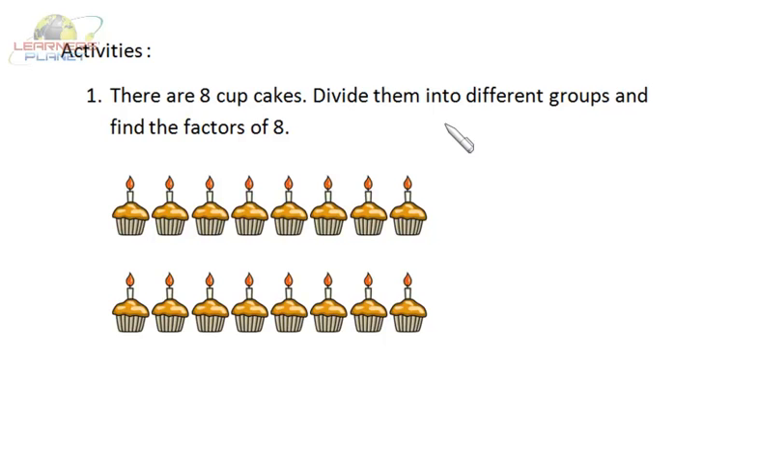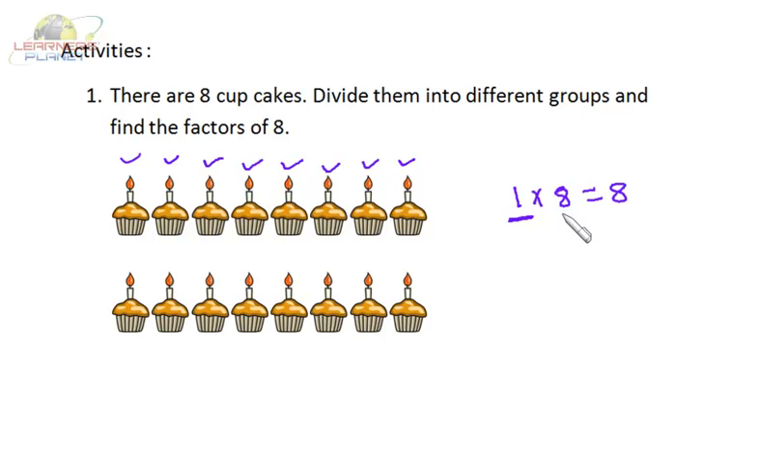Let's begin with 1 and check whether I can give one piece to 8 students or not. Okay, so let's begin. 1 2 3 4 5 6 7 8. That means I can give one piece to 8 students. Okay, that means 1 is the factor of 8, since I can give one piece to 8 students.